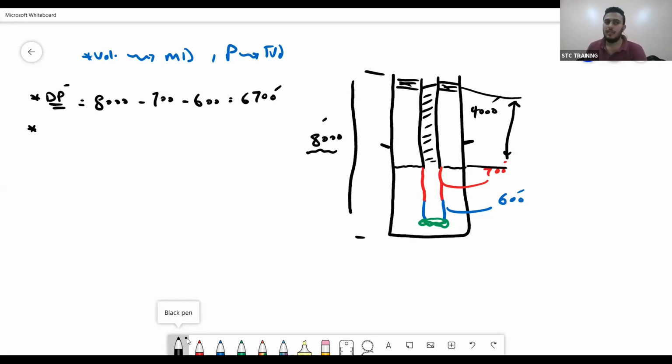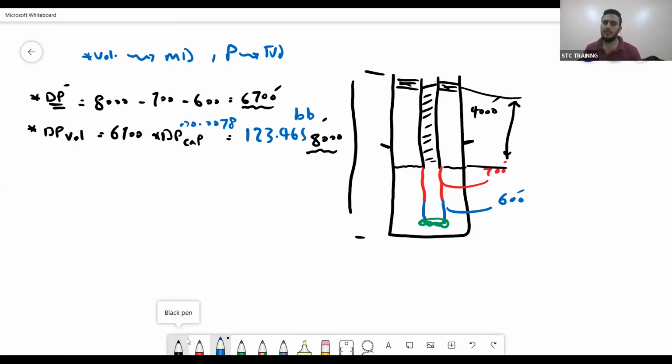So to calculate the drill pipe volume, first thing, we take this length, 6,700, and multiply it by the drill pipe capacity. Let's say we have a drill pipe capacity, for example, of 0.0078. So let's calculate the volume: 6,700 times 0.0078. It will be about 52 barrels. Say we get this number, okay?